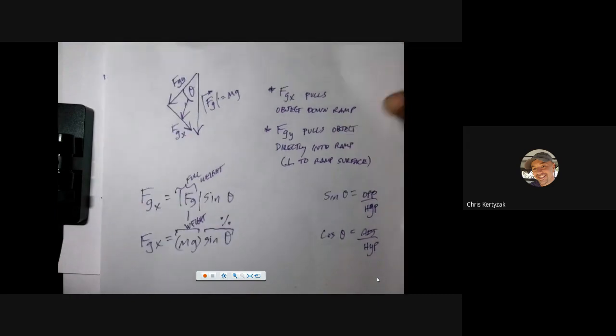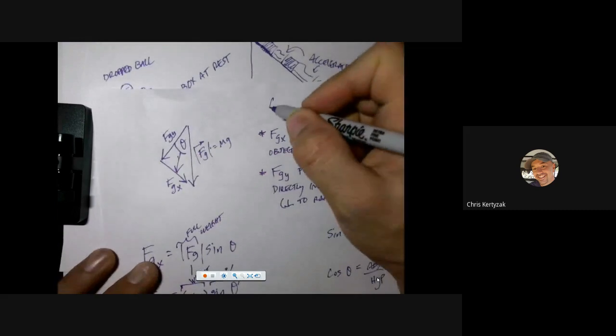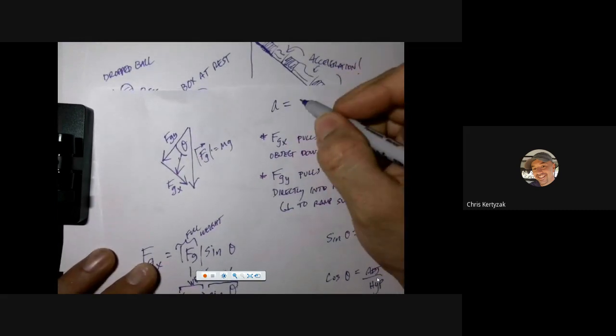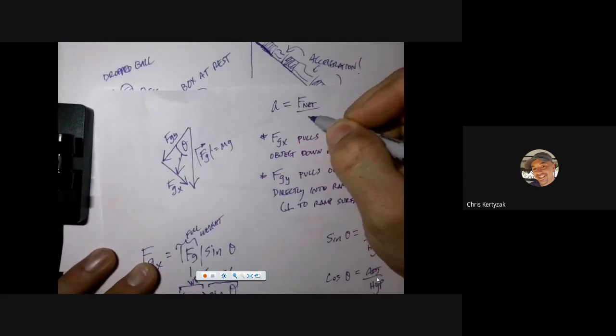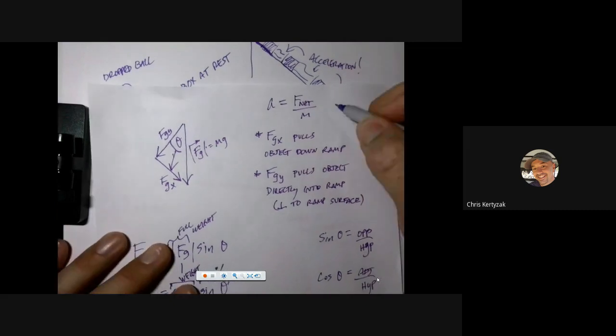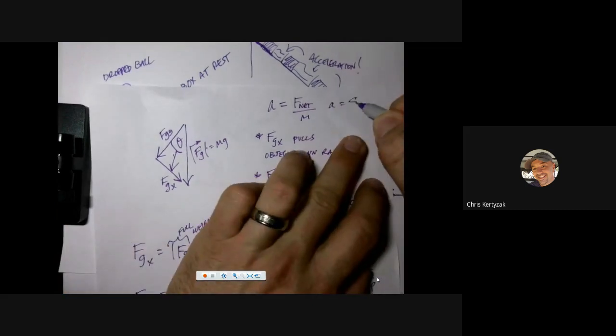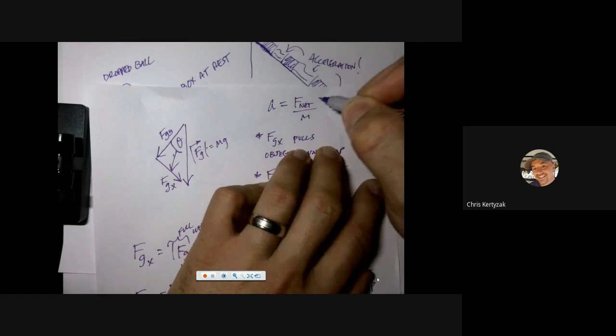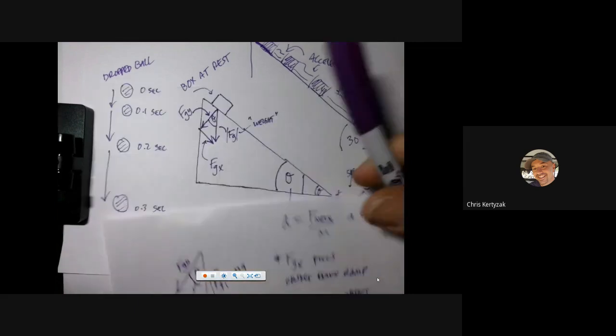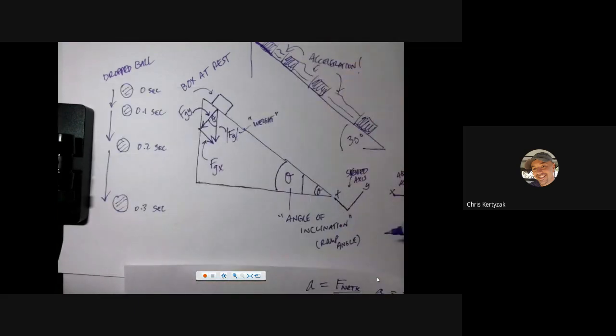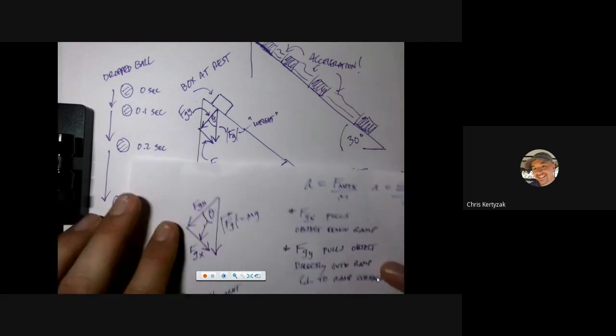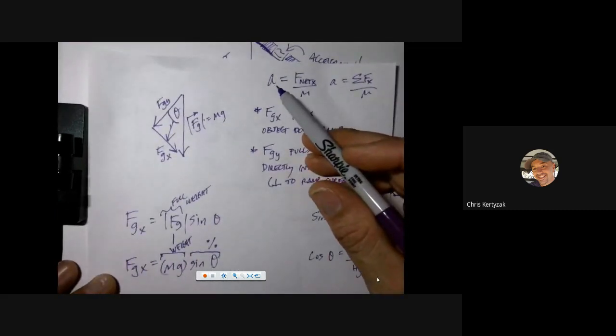Because remember, his law is that the acceleration is equal to the net force divided by the mass. Or other times it's written as the sum of the forces in the x direction divided by the mass. And we're talking about the x direction because remember, this is our x-axis now. So we can calculate acceleration without having to measure distances or time.